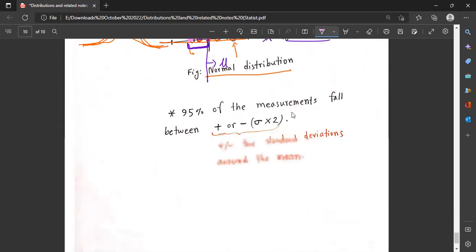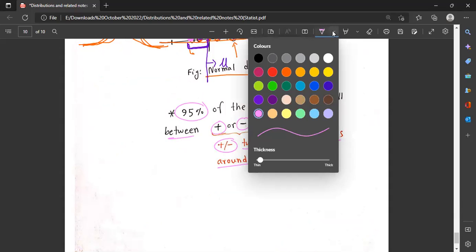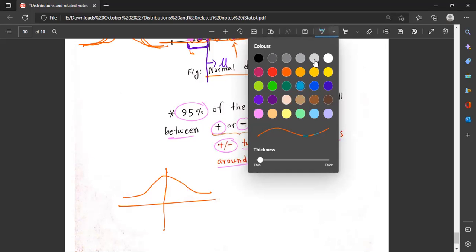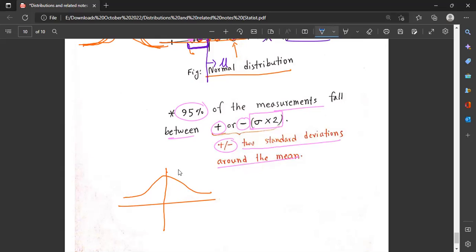And 95% of the measurements fall between plus or minus sigma times 2, okay? Plus or minus 2 standard deviations around the mean. So what it means, let's say we have an xy axis, and we have some function this way. We have a graph. It is a normal distribution, and here is the mean.